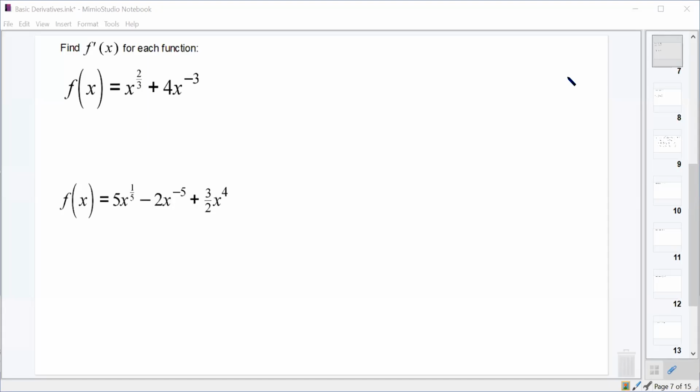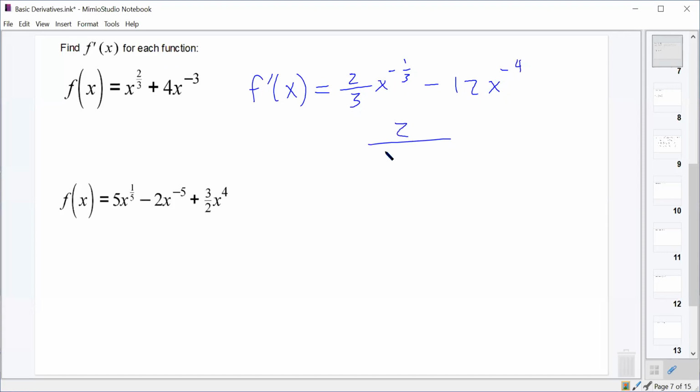So we've got f of x equals x to the 2/3 plus 4x to the -3. So f prime of x, the derivative of f of x, should be: x to the 2/3 should become 2/3 x to the -1/3. And what about 4x to the -3? It should become -12 x to the -4. And if we wanted to write this as 2 over 3 cube roots of x minus 12 over x to the 4th, that'd be good.